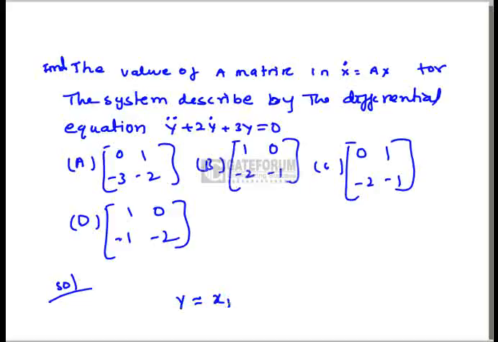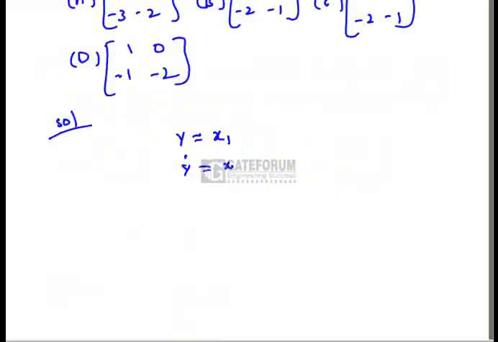If we take y equal to x1, what is y dot? Obviously it will be x1 dot. We know that x1 dot equals x2, that is the next state. And if I take y double dot, it will be x2 dot, and don't go for x3, because the system consists of only two states, so we are limited up to x2.